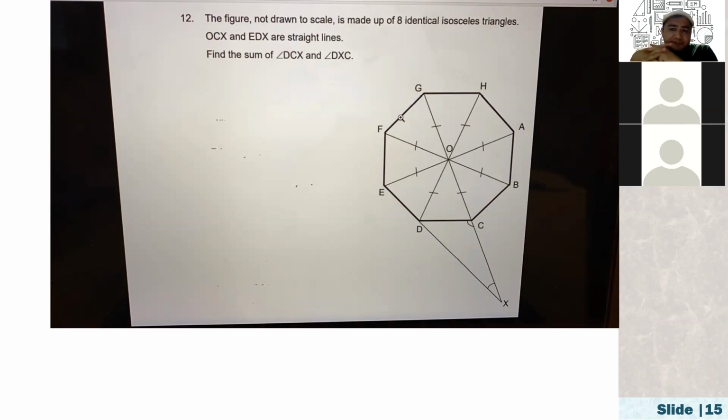And also in this question, a very easy question, I think, for you: the figure, not drawn to scale, is made up of 8 identical isosceles triangles. OCX and EDX are straight lines. Find the sum of DCX and DXC. Okay, since it is an isosceles triangle, if I just know one angle here, I can find the base angles.